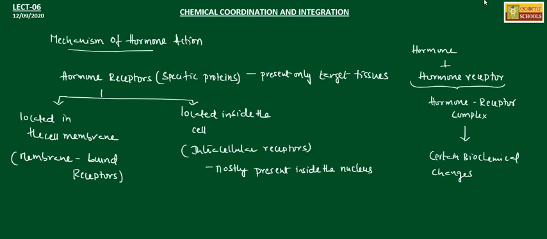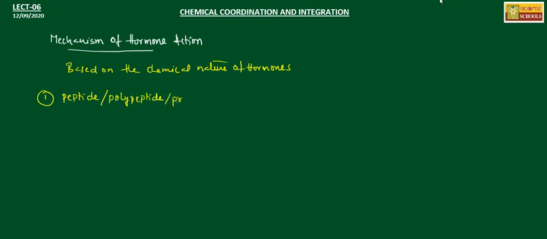Now we will see the different types of hormones that are classified based on their chemical nature, and then later we will see how the hormones bring about those biochemical changes in the target tissues. Based on the chemical nature, hormones are classified into different types. One type is called peptide hormones. We can also call them polypeptide hormones or protein hormones. So all are one and the same.